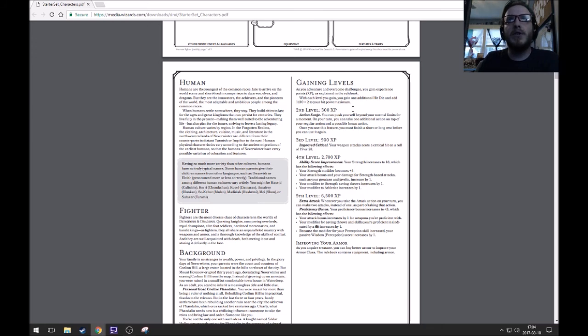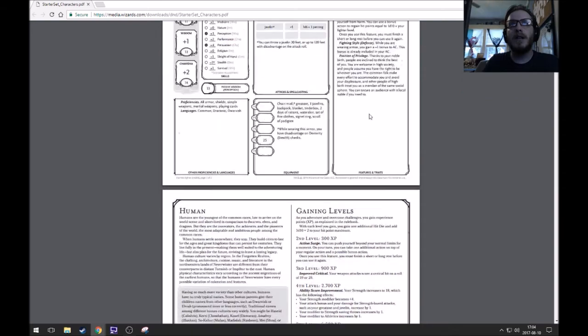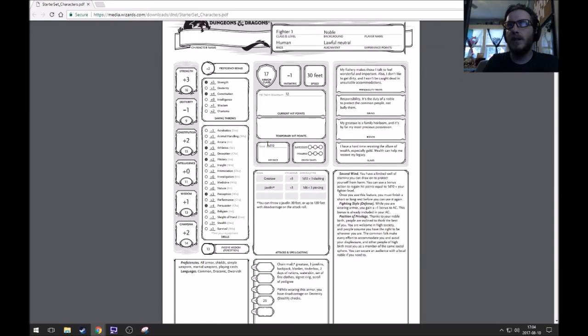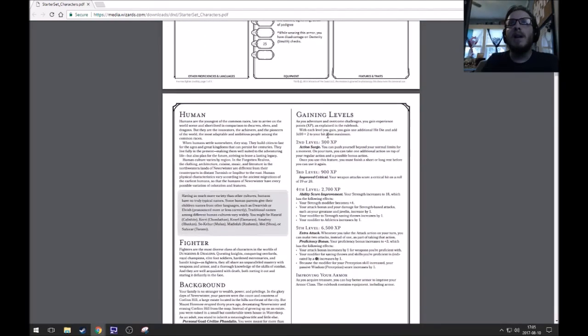Gaining levels. As you adventure and overcome challenges, you gain XP. Defeating monsters, solving puzzles, helping out NPCs, all things that can get you XP. It's all explained further in the rulebook. With each level you gain an additional hit die. So your hit dice goes from 1d10 to 2d10. And your maximum hit points goes up by 1d10 plus 2.